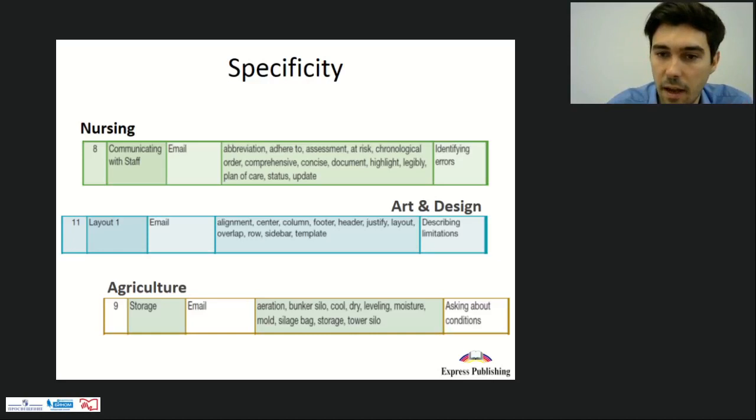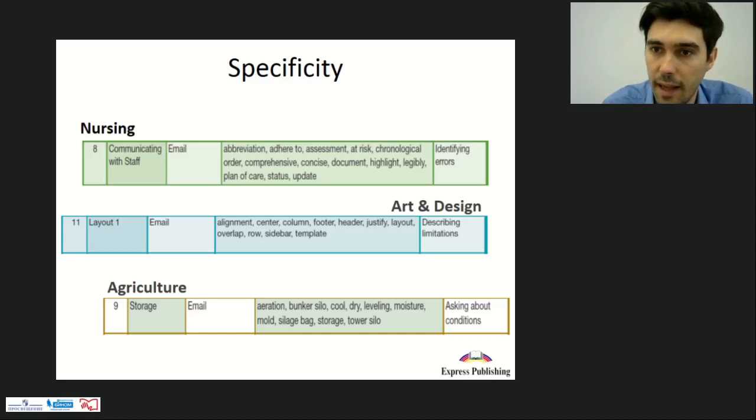We can see in nursing, art and design, and agriculture, we're going to be writing an email in this lesson. However, in each profession, the learners will be writing emails for different reasons. If we think about the reasons why a nurse would write an email, compared to the reasons why a professional in agriculture would write an email, the reasons for them writing an email would be very different.